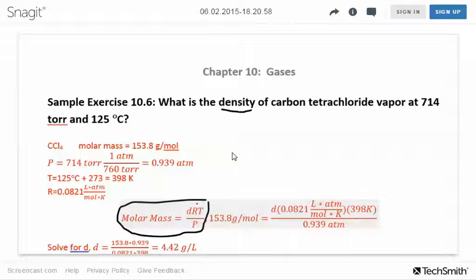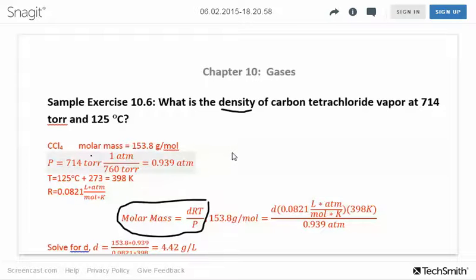I'm trying to solve for density, which means I know R. I always know R, R is a constant. I'm going to give you R. R is 0.0821 liters times atmospheres per mole Kelvin. Our temperature here, we need to convert to Kelvin because we have Kelvin in our R. So Celsius to Kelvin, 125 plus 273. Now we have our Kelvin temperature. Pressure, the same thing. We want to get that into atmospheres. So we have torr, and there we go, 0.939 atmospheres.